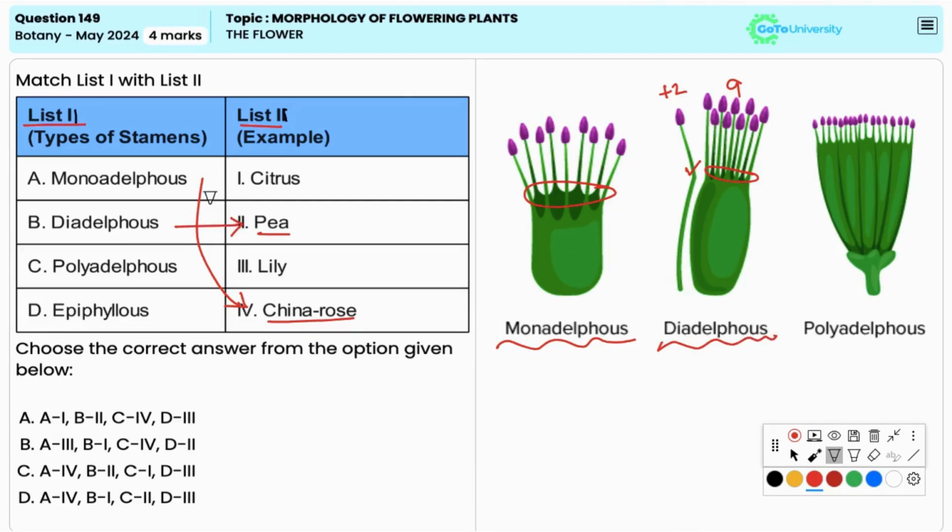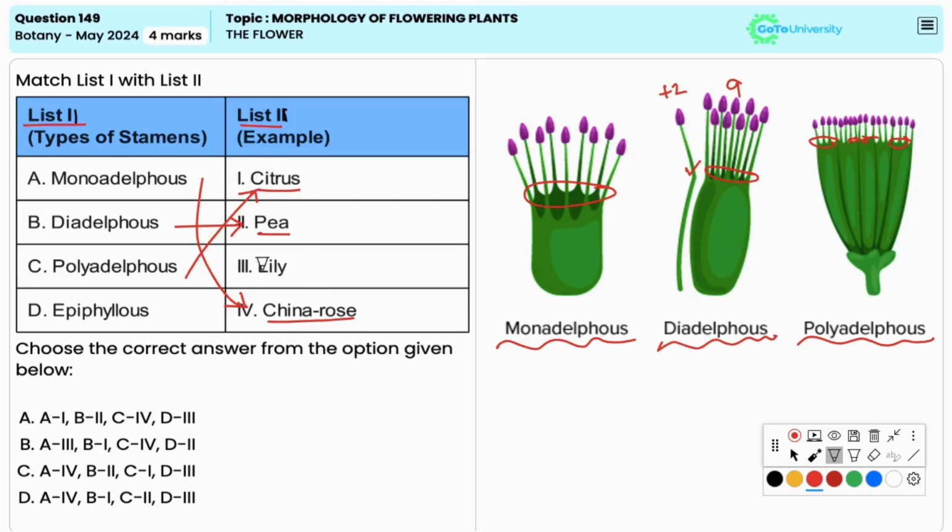In citrus, that is oranges or lemons, the stamens are united by their filaments into more than 2 bundles. And this condition is called polyadelphous. Thus, C matches with 1.